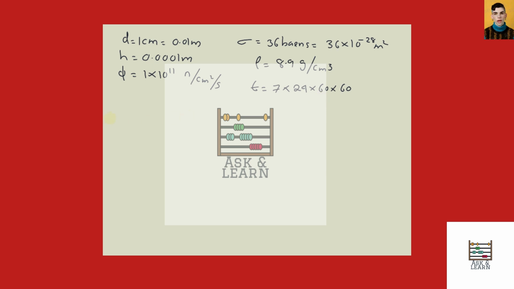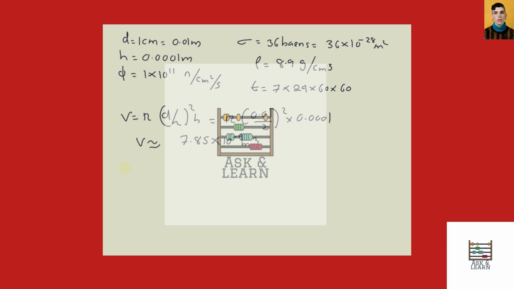So first you can calculate the volume of the cobalt. So volume is equal to pi times d by 2 the whole square times h, that is the volume of the cylinder. So that will give you pi times 0.01 divided by 2 the whole square times 0.0001. So you will get volume will be approximately equal to 7.85 times 10 to the power minus 9 meter cube. That is the volume, right?